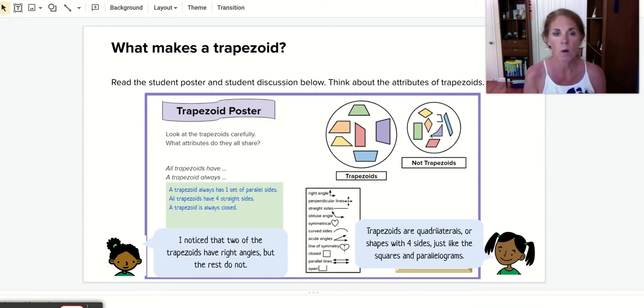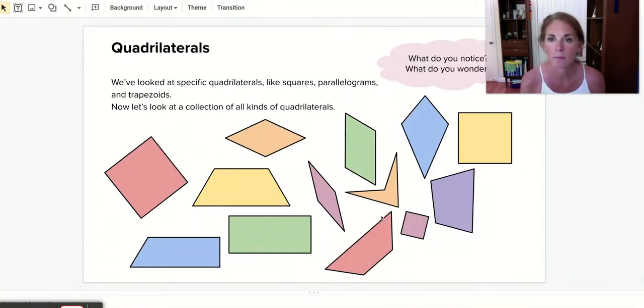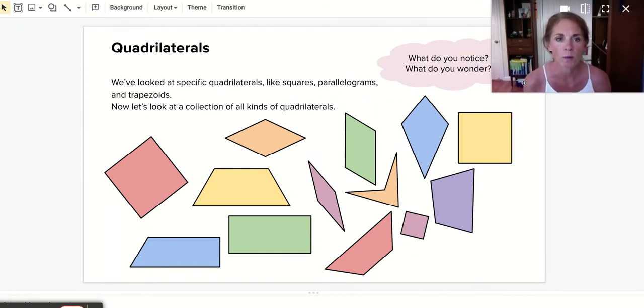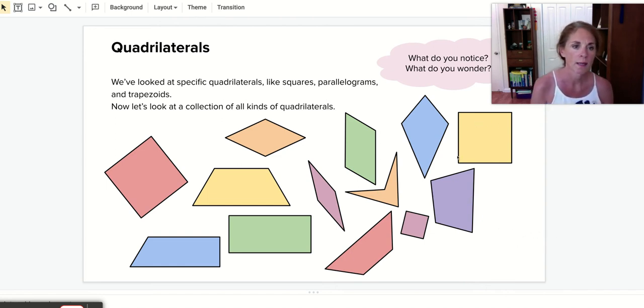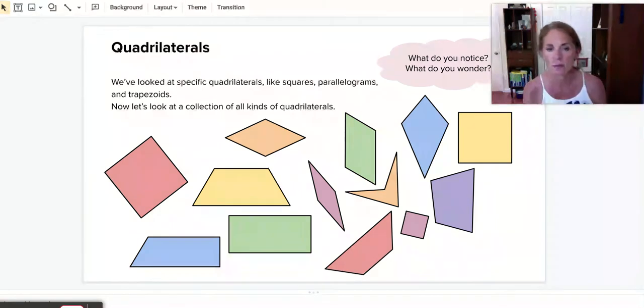So thinking about what do we notice? So quadrilaterals, what is a quadrilateral? Look at these shapes and think about what you notice and what you wonder. We're going to look at this big collection of quadrilaterals and think about what are all these different shapes. This one has the same length sides and right angles, so it must be a square.